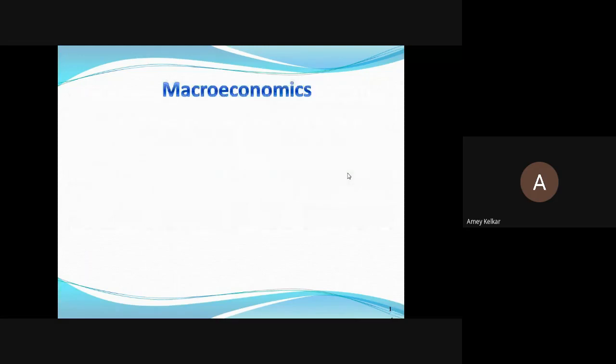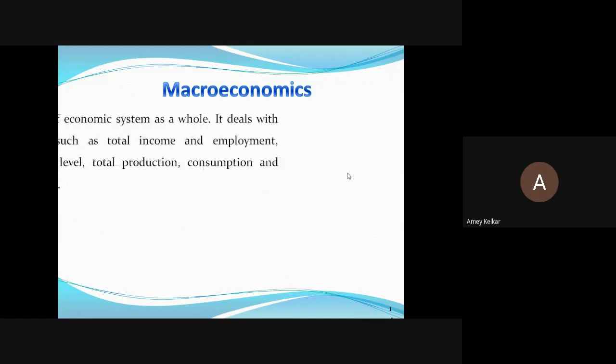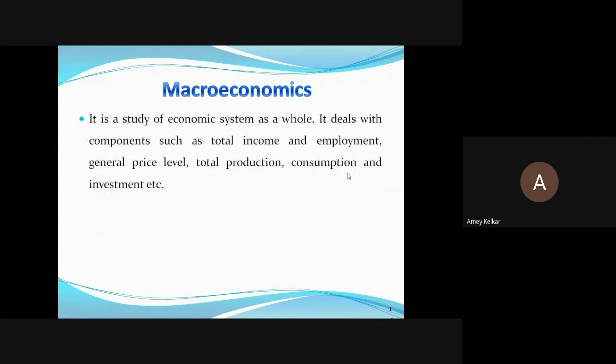Now next we'll discuss something about macroeconomics. As the name says, it is a bigger thing. Macro is a study of the economic system as a whole. It deals with components such as total income, employment, general price level, total production, consumption, investments, etc. So when we shift from micro to macro, the terms are bigger. Here we are talking about total income, total employment, general price level. What is the total production?